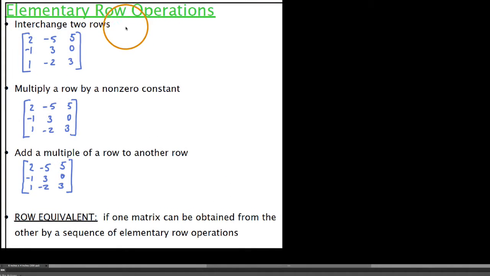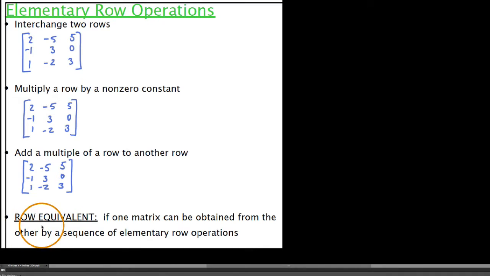Okay, in this video we're going to explore our three elementary row operations when it comes to matrix operations. Basically, these are operations that we can perform with matrices such that the new matrix that we get after undergoing that transformation is the same kind of matrix as the original. Now, it's not the same, but we say it's row equivalent, okay?